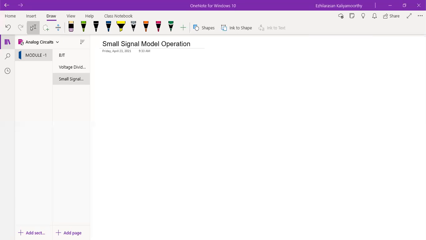You can perform this small signal analysis in the amplifier only. The amplifier has to work in which mode? It should work in the saturation mode. Saturation mode means the emitter base junction should be forward biased, and then the collector base junction should also be forward biased. Then only can we work in the saturation region.